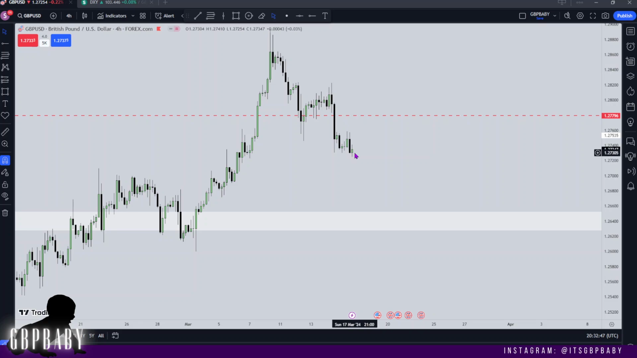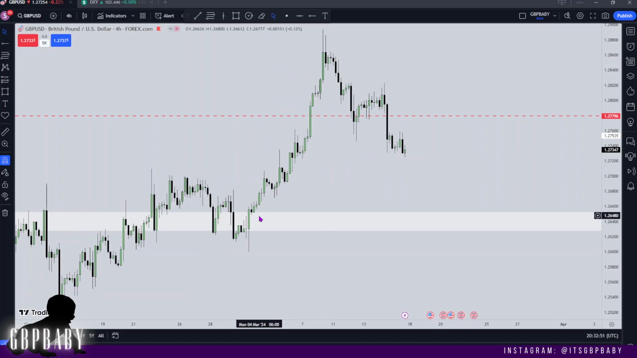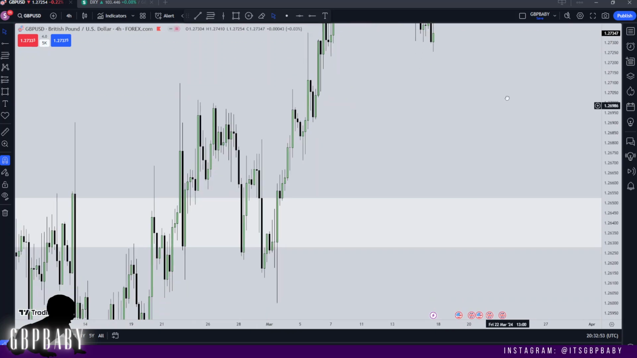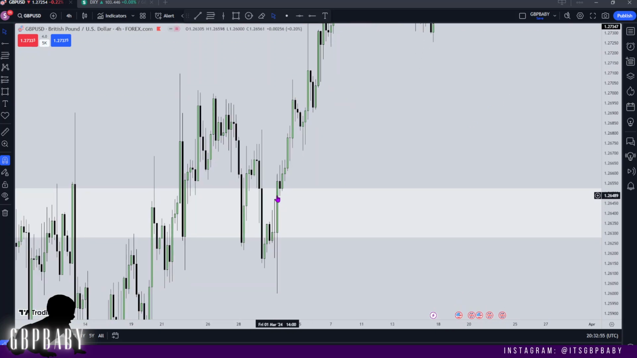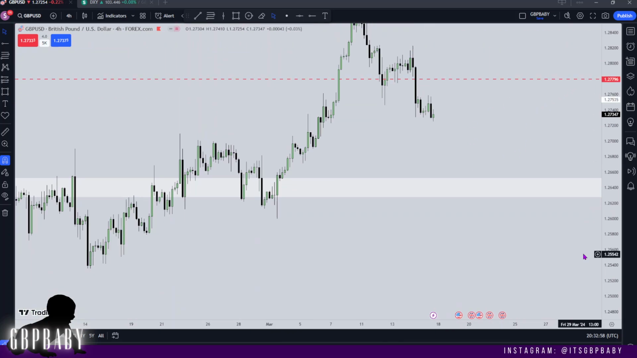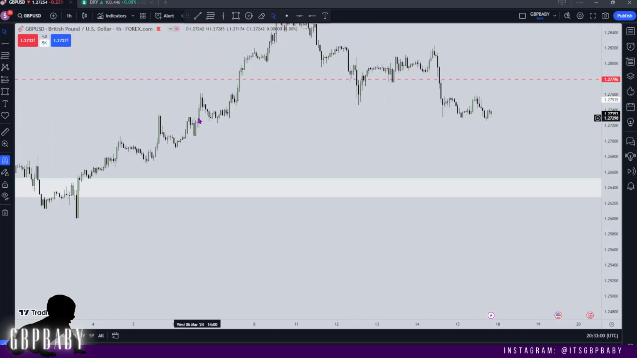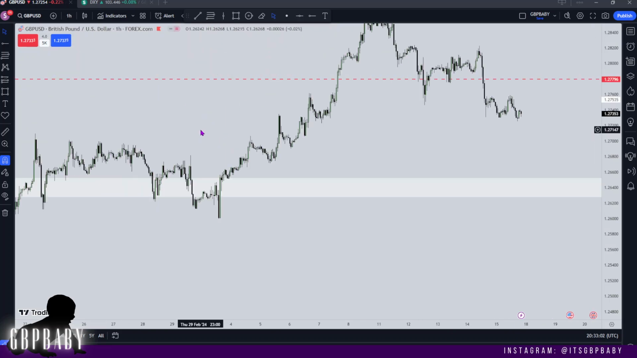So again, Monday, Tuesday, I'm looking to see some kind of low form, and you'll see again a slight fair value gap right here that price may want to reach to. And yeah, Monday should be interesting. This is going to be a very interesting week, guys, especially with non-farm payroll.